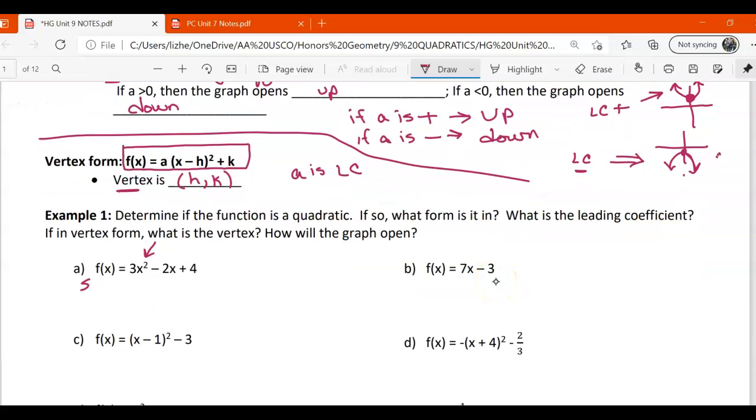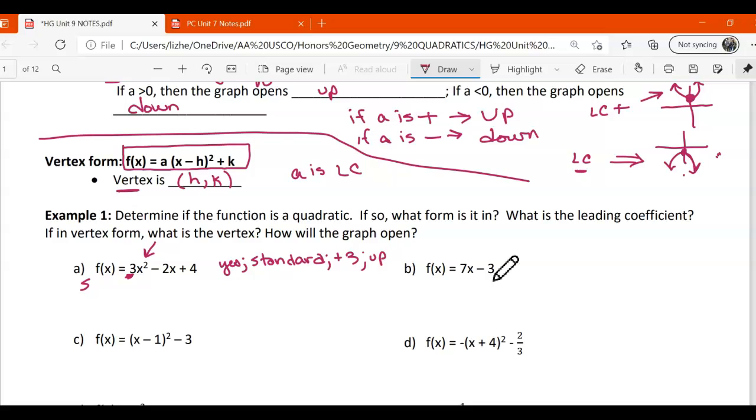So I'm going to write that down because the first question is, determine if it is a quadratic. So yes, it is a quadratic. What form is it in? Standard. What is the leading coefficient? Positive 3. The sign of that number is very important, so write it out for me. If it is in vertex form, what is the vertex? Doesn't matter here. And how will the graph open? Well, since the leading coefficient is positive, it will open up.